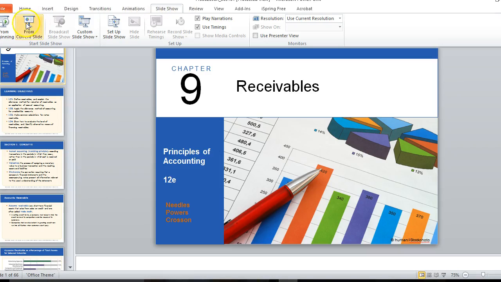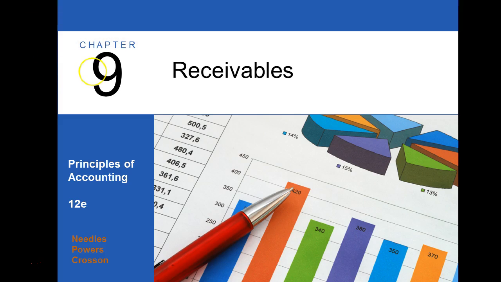In Chapter 9, we're going to talk about receivables. Now, how many of you remember from Principles 1 what type of account a receivable is? It's an asset. Receivables are an asset. And what is accounts receivable? Money that is owed to us, to the company.